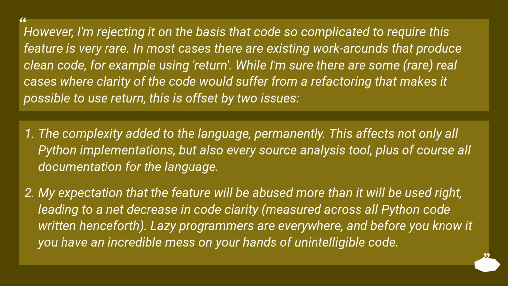While I'm sure there are some, rare, real cases where clarity of the code would suffer from a refactoring that makes it possible to use return, this is offset by two issues: the complexity added to the language, permanently. This affects not only all Python implementations, but also every source analysis tool, plus of course all documentation for the language. My expectation that the feature will be abused more than it will be used right, leading to a net decrease in code clarity, measured across all Python code written henceforth. Lazy programmers are everywhere, and before you know it you have an incredible mess on your hands of unintelligible code.